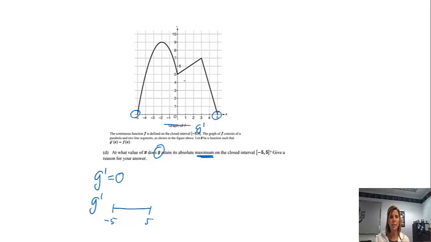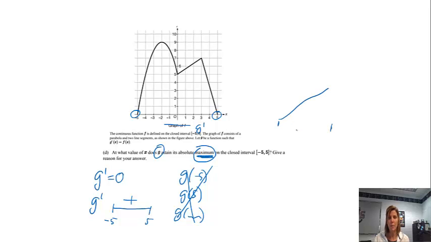So then I have to look at g prime. I notice that g prime is always above the x-axis, so g prime is always positive. That means that the function is increasing on this entire interval. Usually we like to find g of -5, g of 5, and g of the critical number. We can't do that because we know nothing about g at this point in time, and we know the function is increasing. So if I'm looking for an absolute maximum, we know g between -5 and 5 is going up. If we just think about it, the function must reach its absolute maximum at the end.